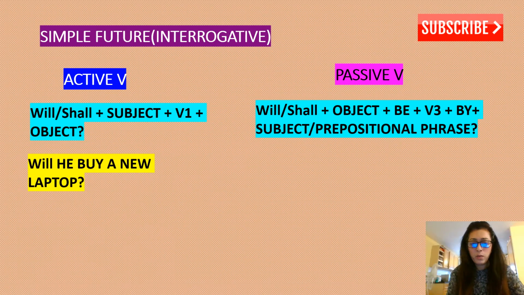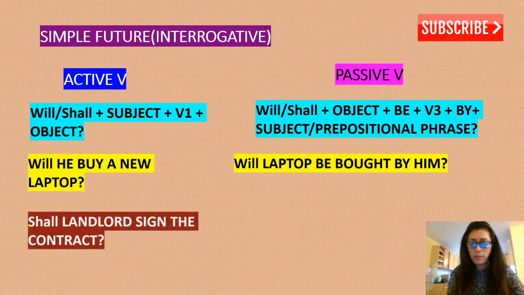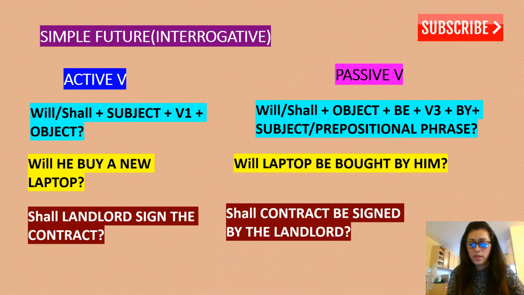So my first sentence will be, will he buy a new laptop? Will laptop be bought by him? Shall landlord sign the contract? Shall contract be signed by the landlord?